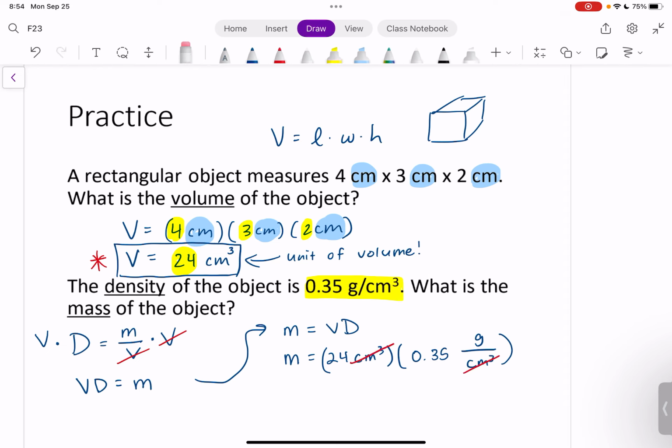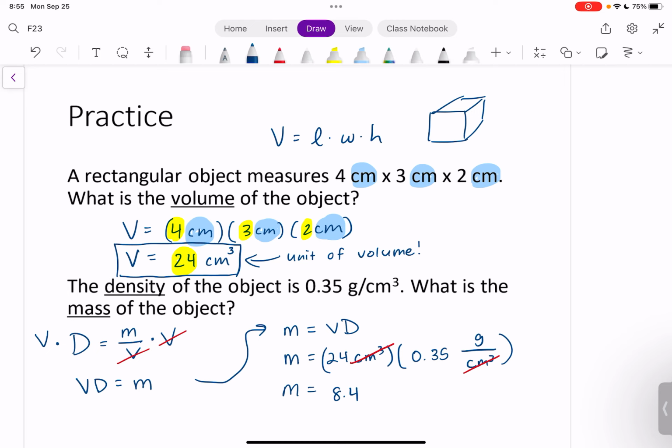I'm going to go ahead and clean this up just so we can see a little better. And now we're left with M equals 24 times 0.35. And that's going to give me 8.4.